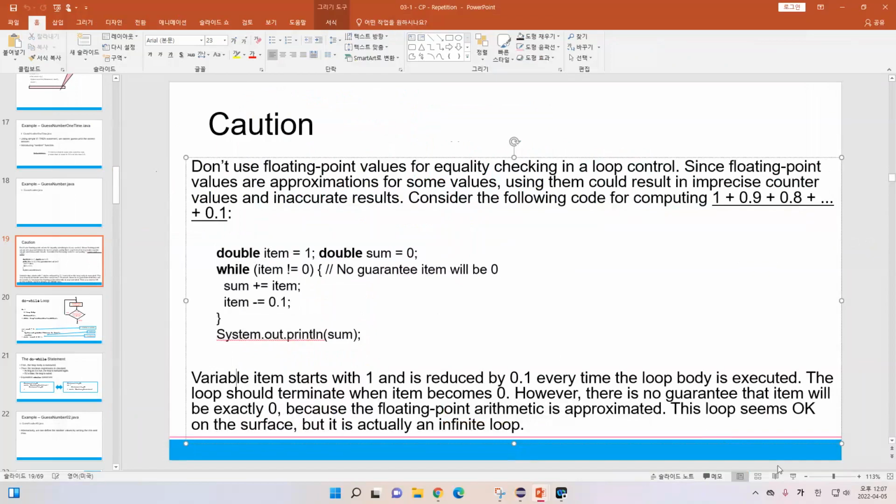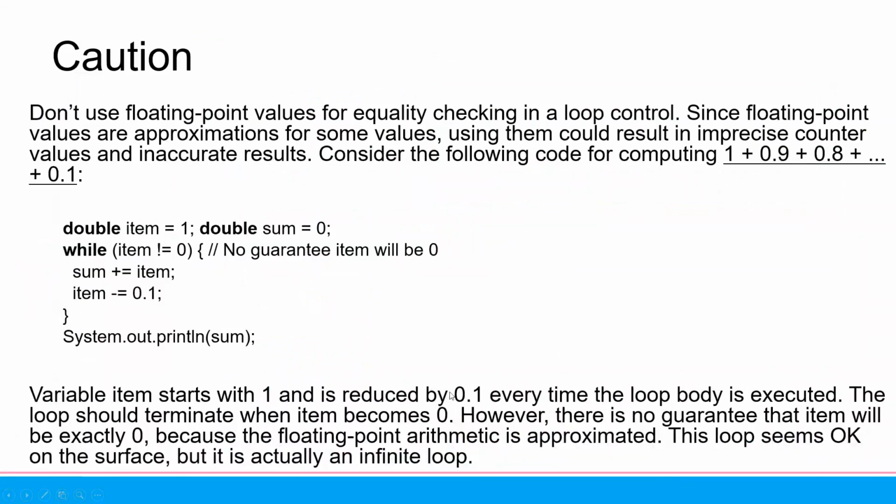Variable item starts with 1 and is reduced by 0.1 every time the loop body is executed. And the loop should terminate when item becomes 0. When item becomes 0, it should be terminated. However, there is no guarantee that item will be exactly 0 because the floating point arithmetic is approximated. So it is not precisely 0.